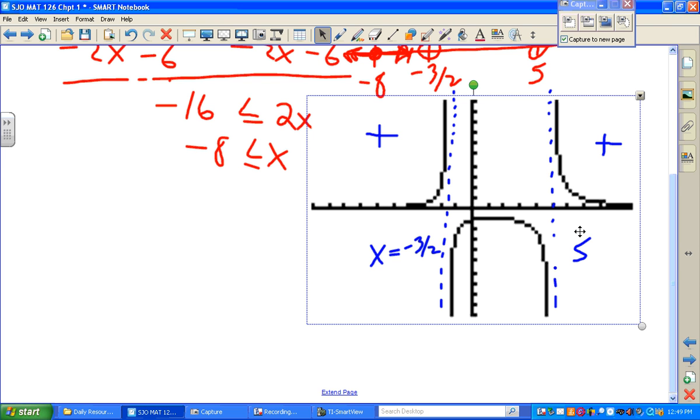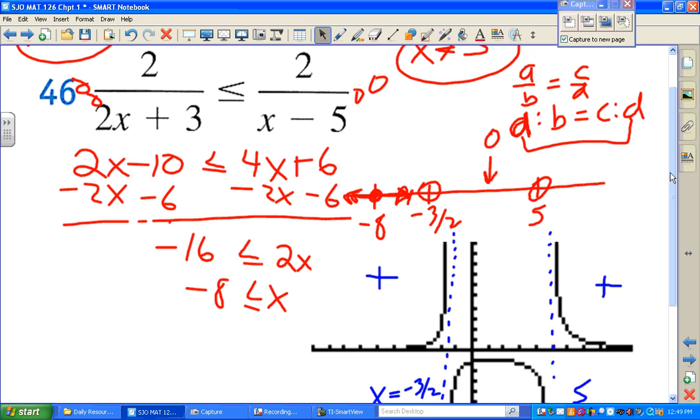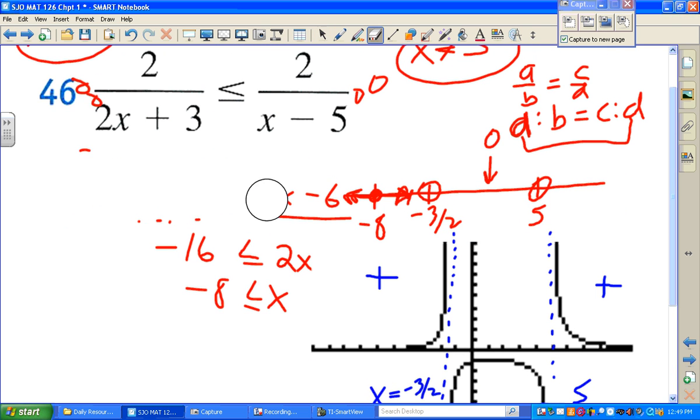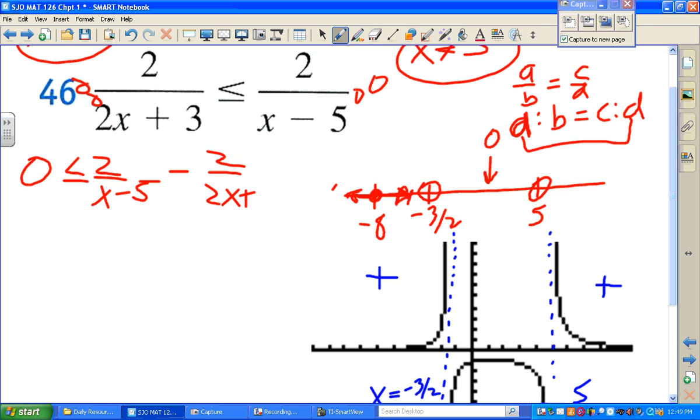Oh! You know what that means? That means you always have to keep the denominators. Darn it. So many people get rid of the denominators, though. Let's go to the positive side. Don't erase it, just add to it. Just say never do this. There's nothing wrong with that. 0 less than or equal to 2 over x minus 5 minus 2 over 2x plus 3.